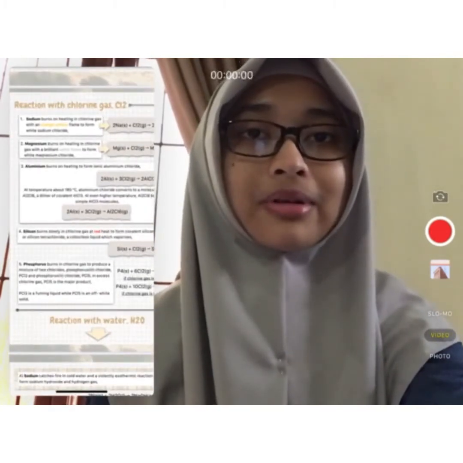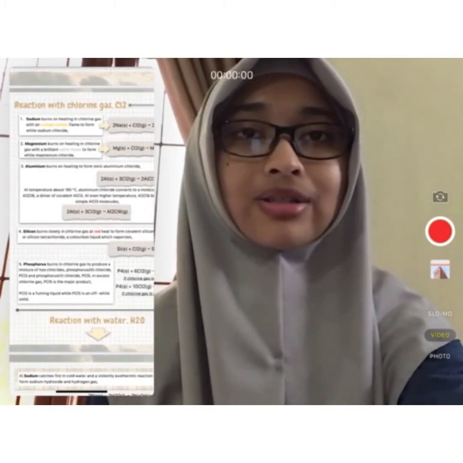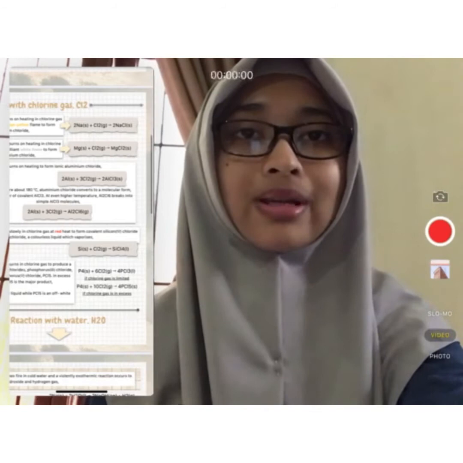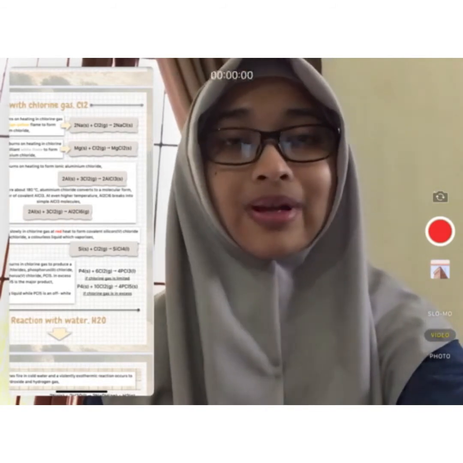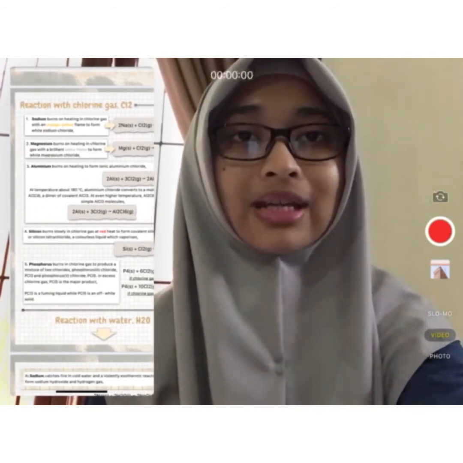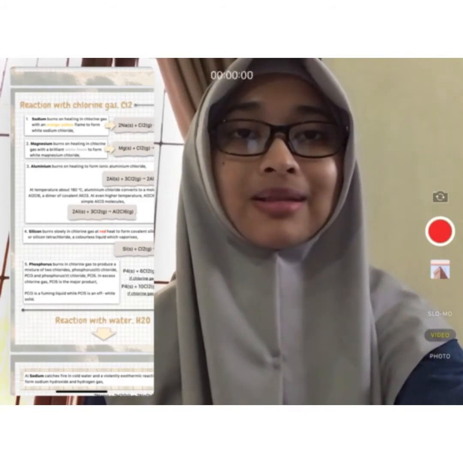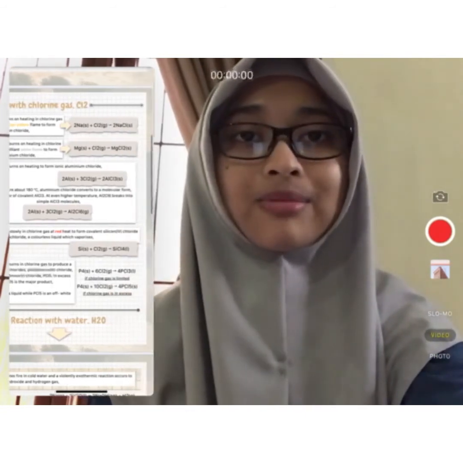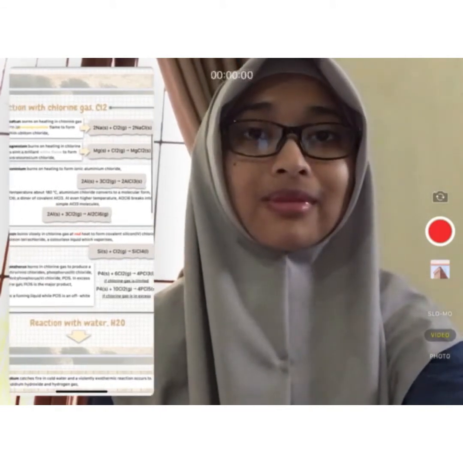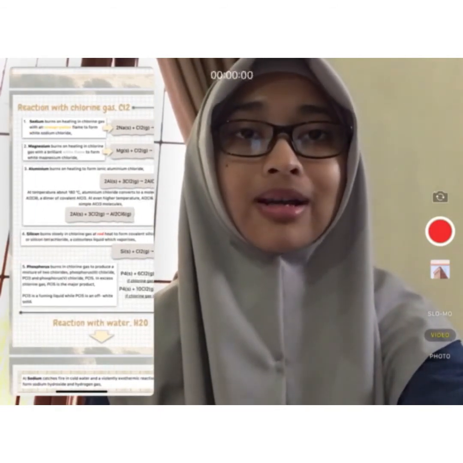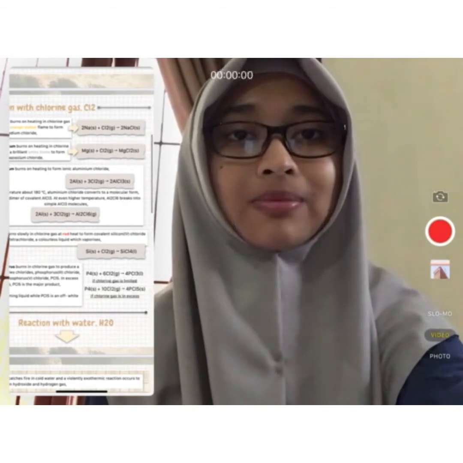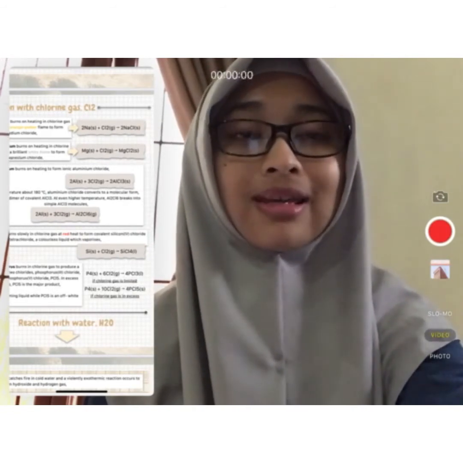The first one is sodium, which burns on heating in chlorine gas with an orange-yellow flame to form sodium chloride, which is 2Na plus Cl2 equals 2NaCl. The second one is magnesium, which burns on heating in chlorine gas with a brilliant white flame to form white magnesium chloride, which is Mg plus Cl2 equals MgCl2. The third is aluminium, which burns on heating to form ionic aluminium chloride, which is 2Al plus 3Cl2 equals 2AlCl3.